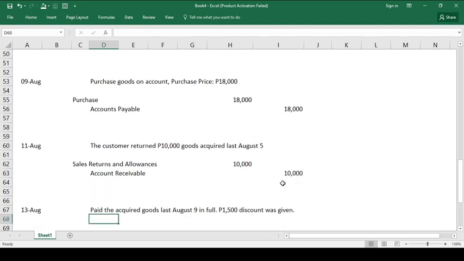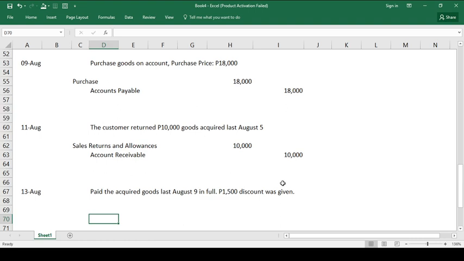August 13, paid the acquired goods last August 9 in full and then 1,500 discount was given. Dalawang transaction po ang nangyari dito, no? Binayaran muna in full yung goods na binili natin and then binigyan tayo ng supplier ng discount ng 1,500. So unahin po natin yung una nangyari: paid the acquired goods last August 9 in full.